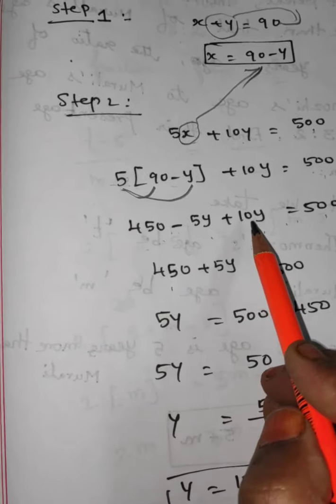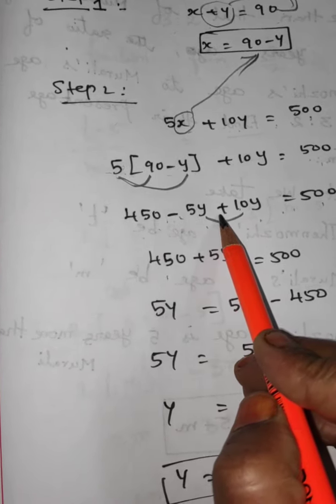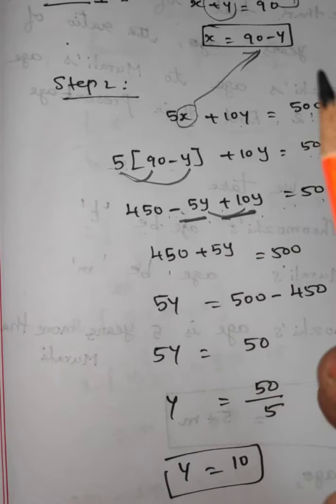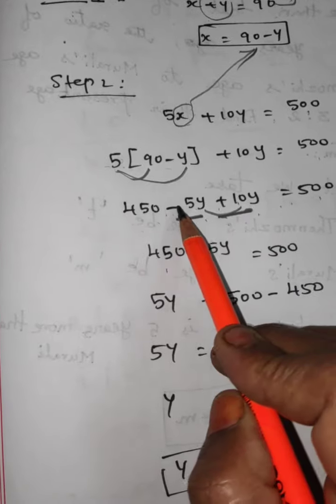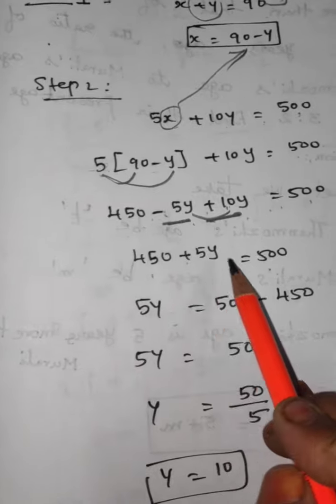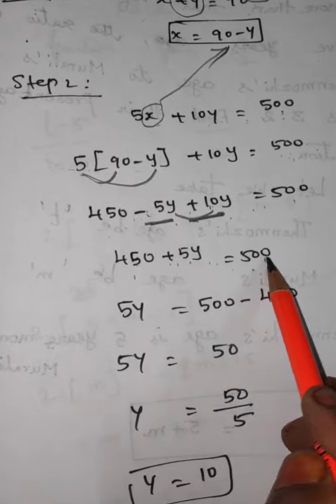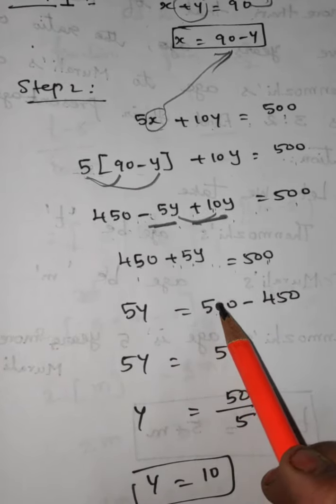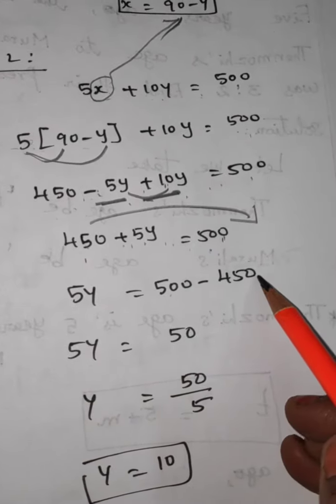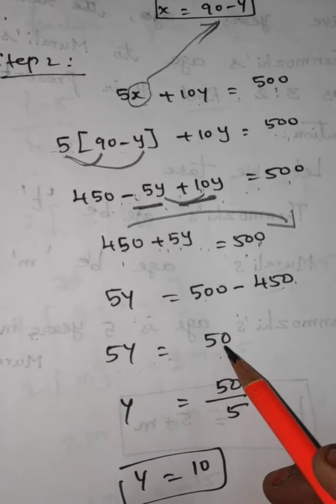450 minus 5y plus 10y: 10 minus 5. In between, the symbol is plus, but you should not add. Why? Here is a minus value and here a plus value, so you must subtract the numbers. 10 minus 5 equal to 5, and the greater number's symbol is plus. So 450 plus 5y equal to 500. 5y equal to 500, and this plus 450 on the right side changes into minus 450. 5y equal to 50.